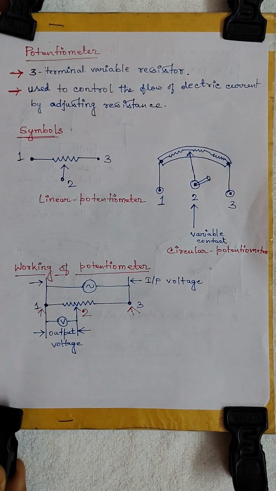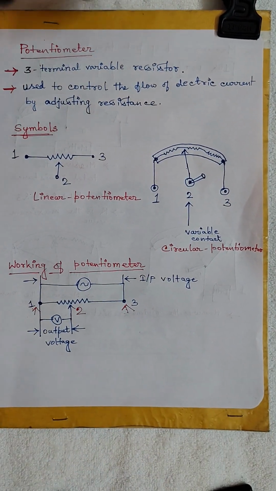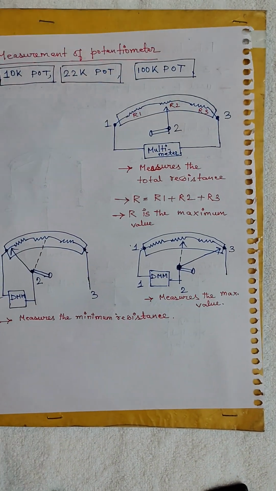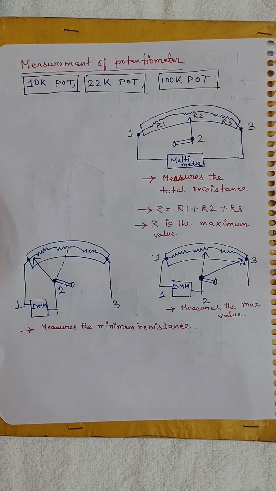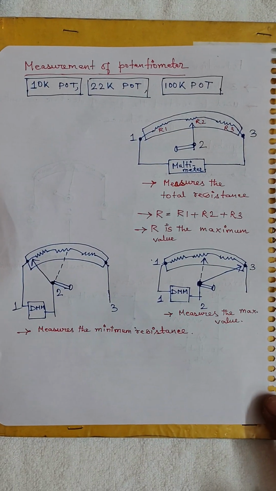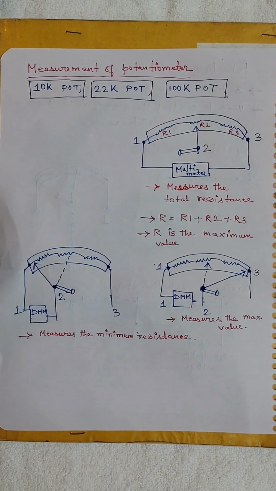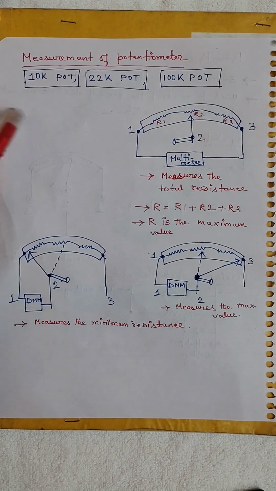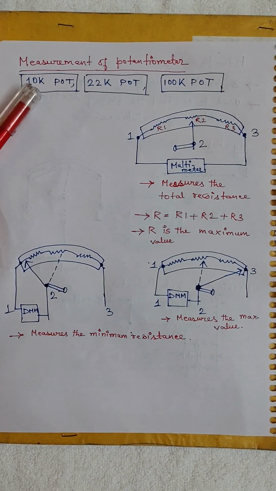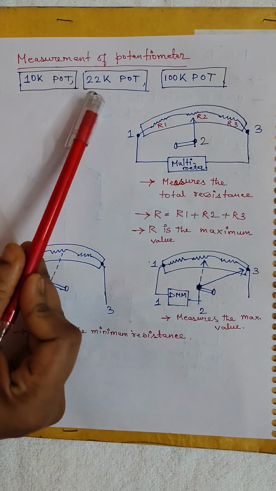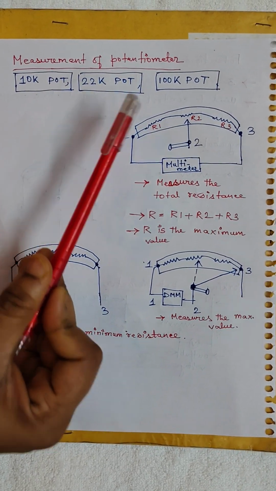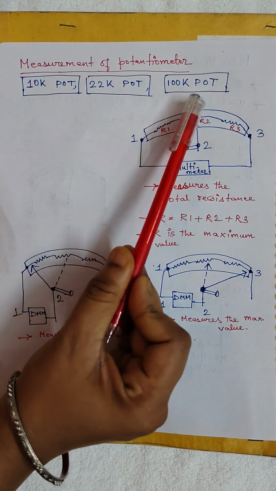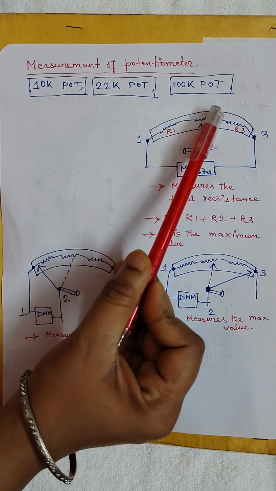Now, how to measure the value of a potentiometer? Various kinds of potentiometers are available in the market, like 10K pot. 10K pot means pot value is 10 kilo ohm. 22K pot, that means the pot value is 22 kilo ohm. 100K pot, that means 100 kilo ohm pot.